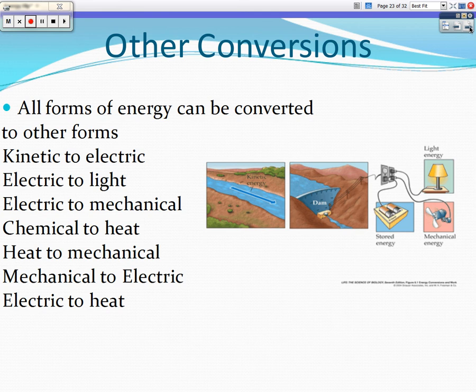Okay, do not copy this one. Do not copy it. All forms of energy can be converted to other forms: kinetic to electric, electric to light, electric to mechanical, chemical to heat, heat to mechanical, mechanical to electric, electric to heat. Just like our lab that we did today with the gizmo. This is the same type of thing.